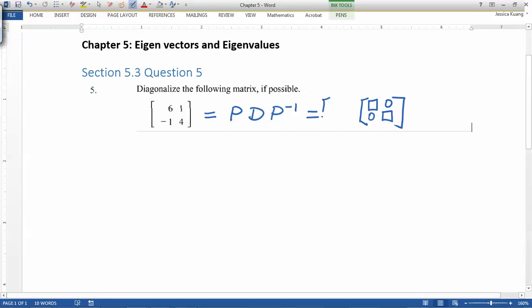And P can be constructed by the two eigenvectors of my original matrix. And obviously, P inverse is really just the inverse matrix of P. So that means step number 1, I will have to find all of the eigenvalues of my original matrix. So I need to find lambda.